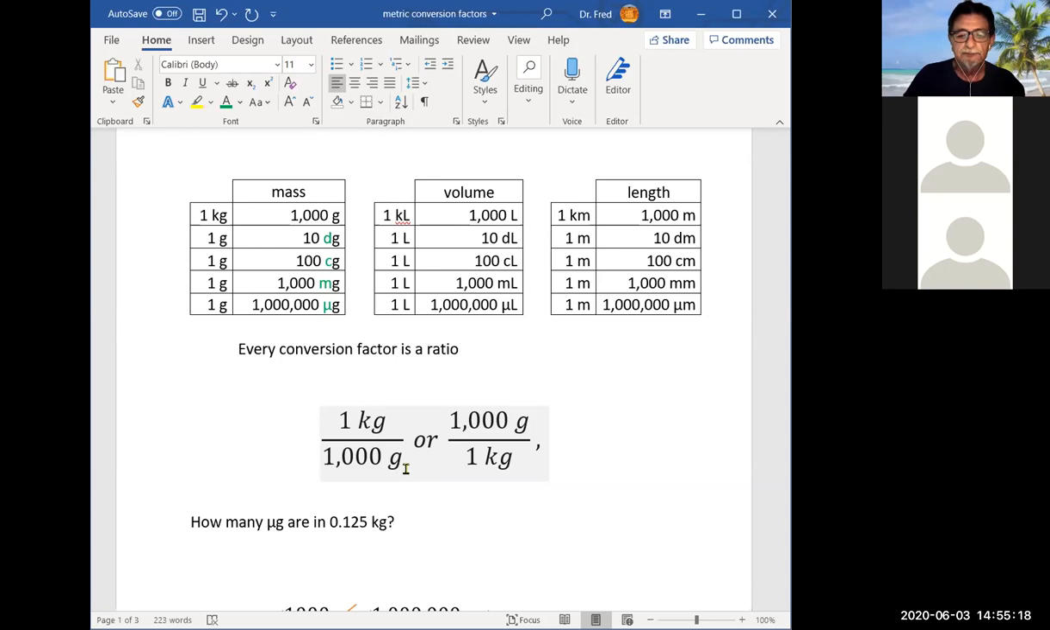And so I have 1, 2, 3, 4, 5 for the mass, five conversion factors, which means I can write each one two ways, giving me a total of 10 conversion factors for the mass. The same is true for the volume, and the same is true for the length. Okay. Now, how would I use that?